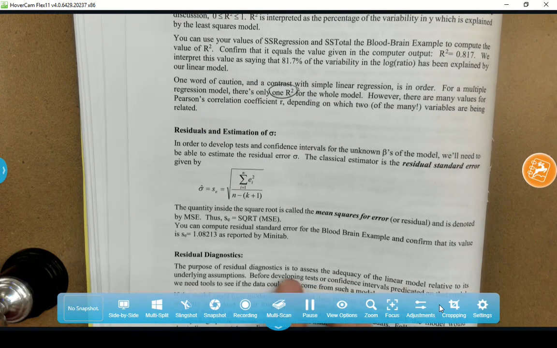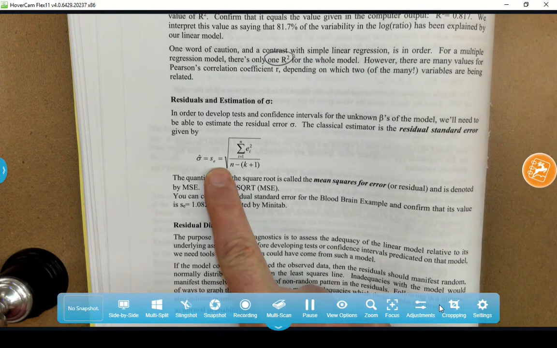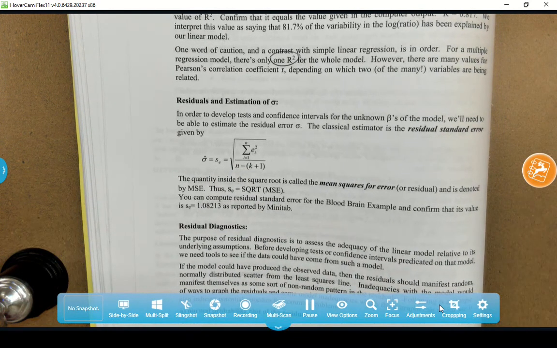Just as a reminder, that's what we're saying here. The square root of MSE also gives you the residual standard error, and that will help us in determining when we're going to use confidence intervals and prediction intervals.